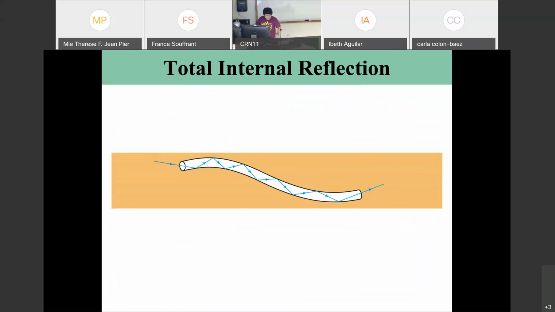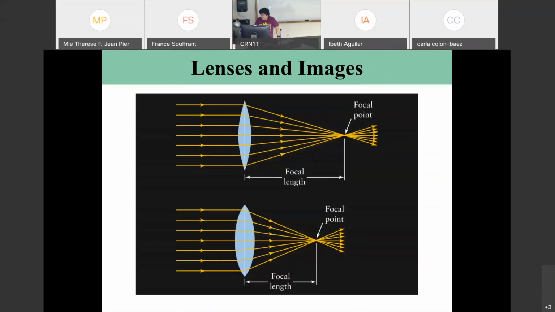Anyway, guys, that's it for optics. The main application for refraction is just lenses. The idea with lenses is that light refracts and converges to the focal point, which is given by the glass itself.